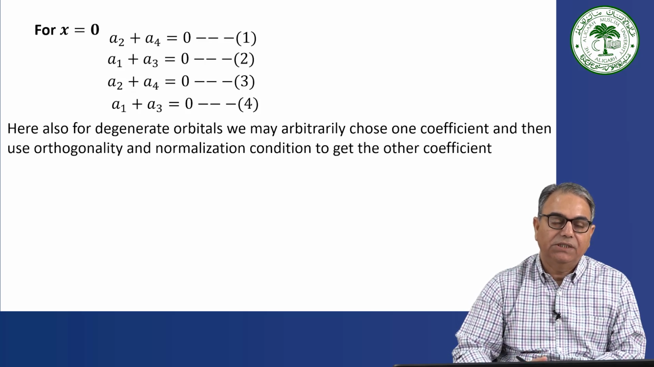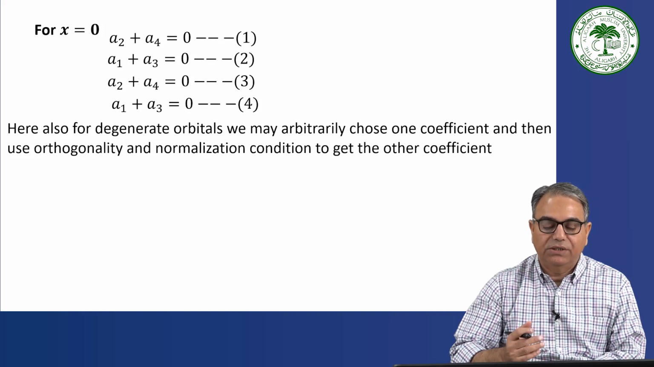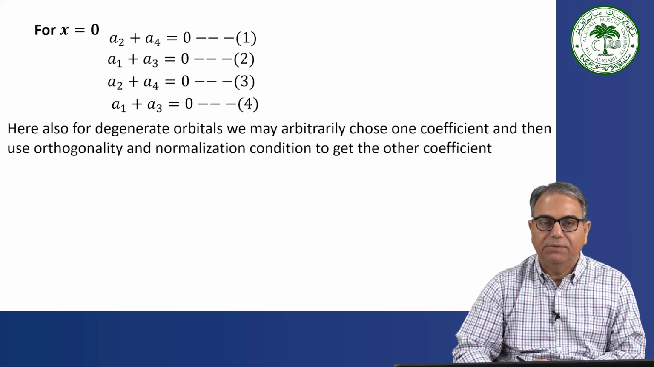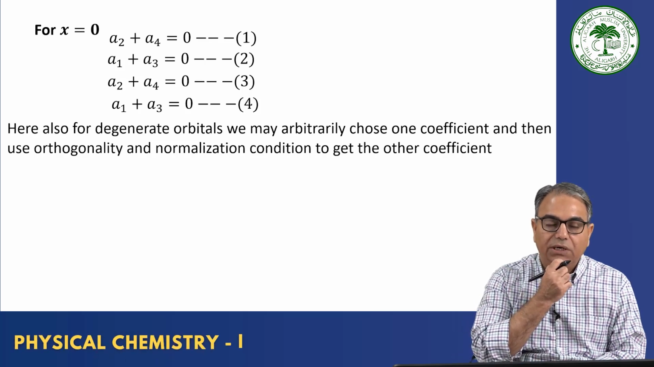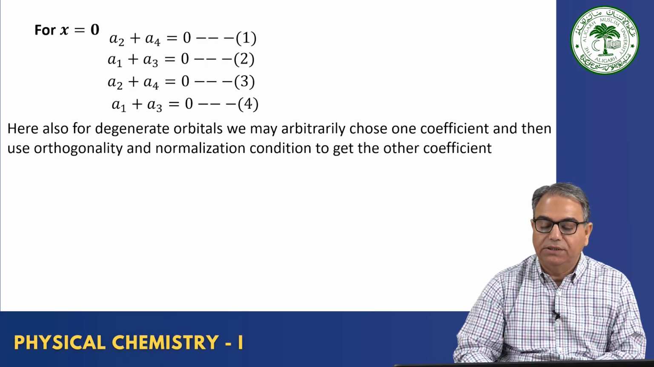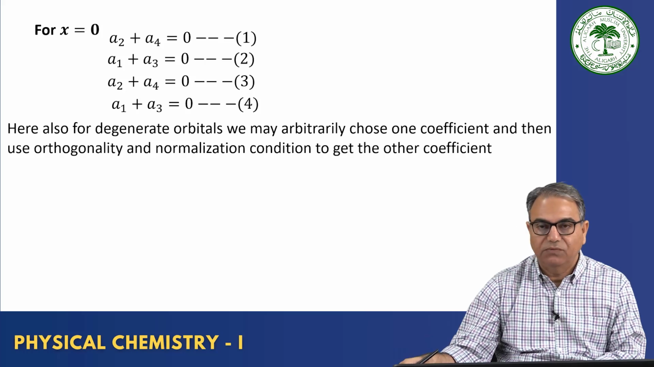Whenever you have a degenerate set of orbitals, this is the way by which you find the value of the coefficients. You choose one coefficient arbitrarily, and then for the next coefficients you use the orthogonality and normalization conditions to get the other coefficients. Okay. So this we have done earlier in the cyclopropenyl system.